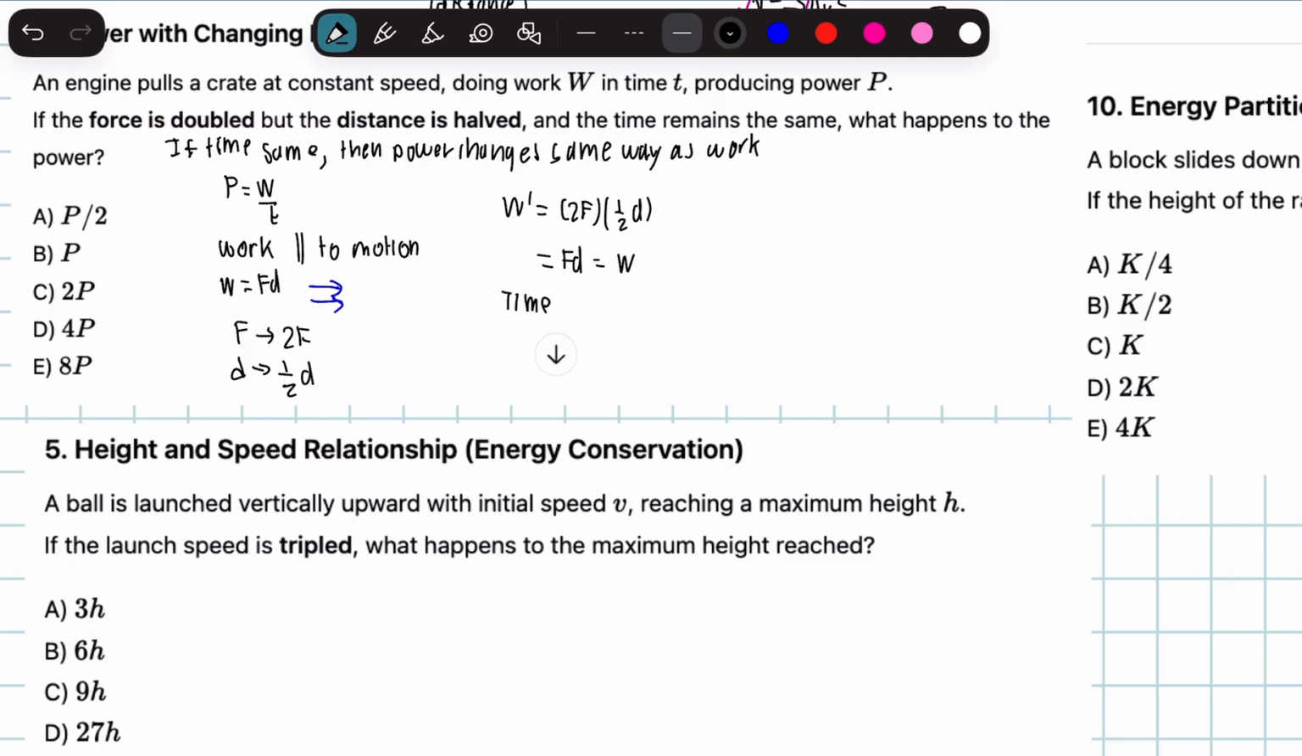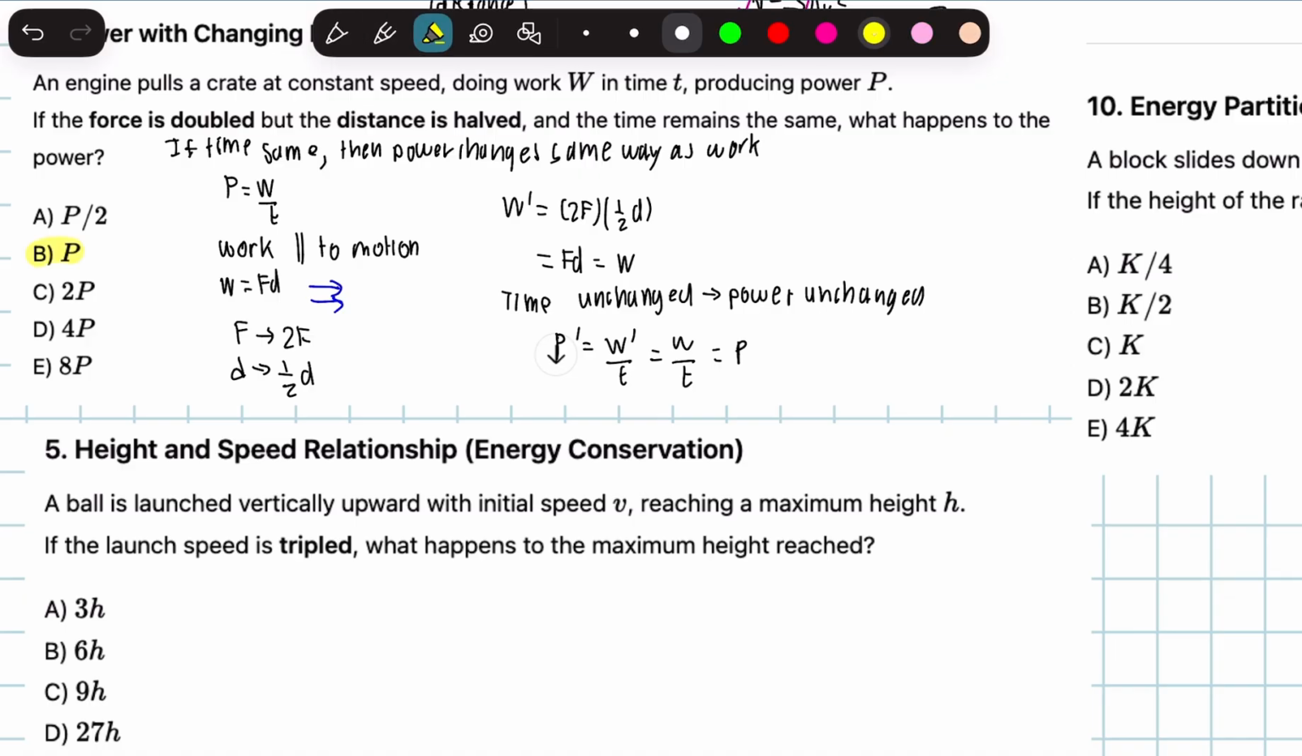Because we know that time is unchanged, that means that power is unchanged as well. So P prime is equal to W prime over T, which is W over T, which is just P. It's the same as before, same power.